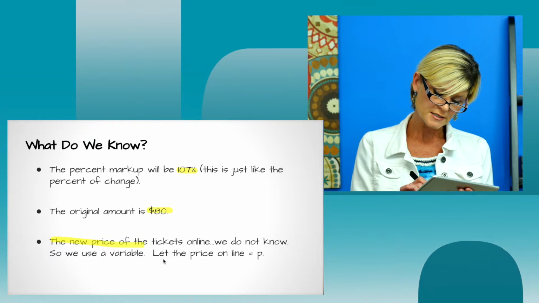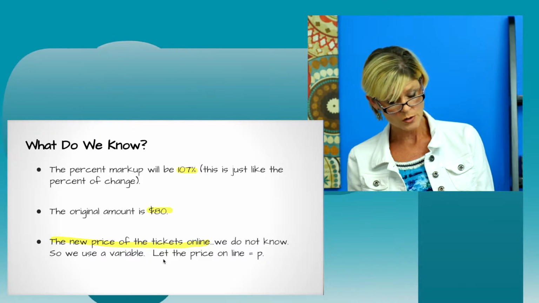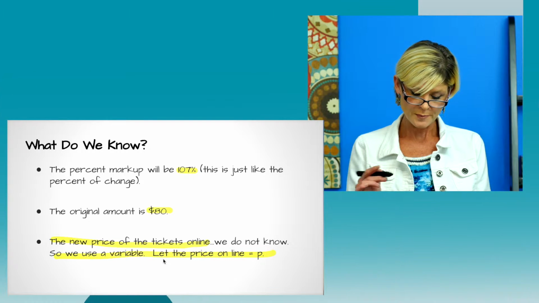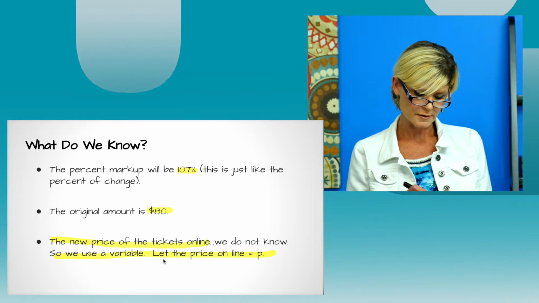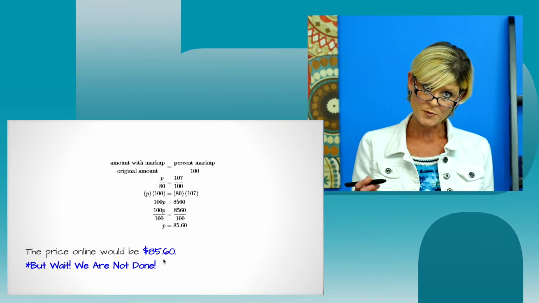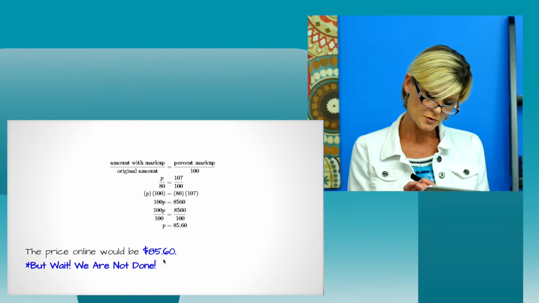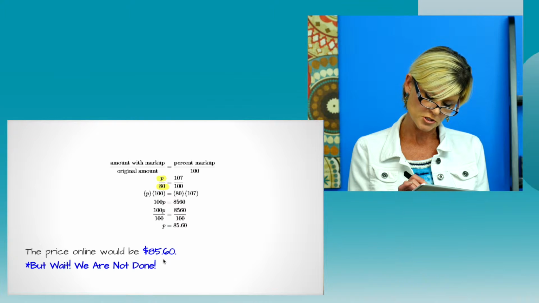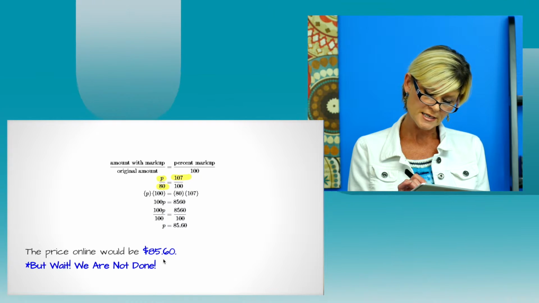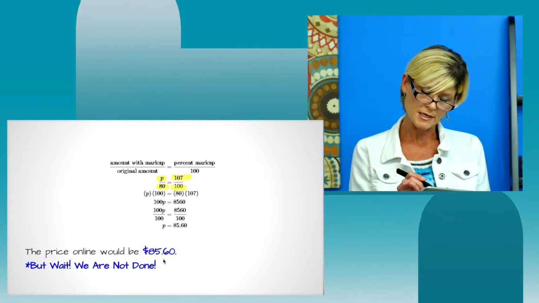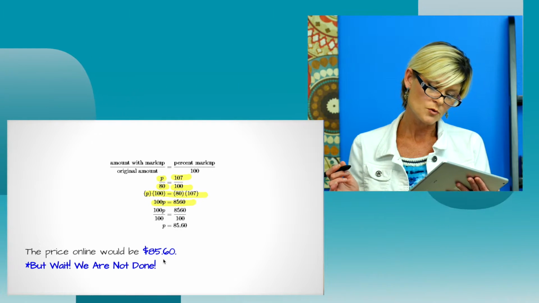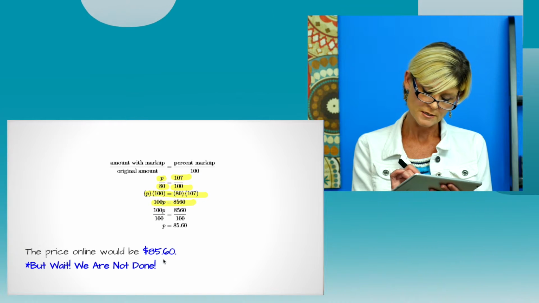And what is the new price of the tickets online? Well, that we don't know. So we're going to use a variable, and we're going to let P represent the online price. Set up your proportion and plug in what you know. So you have P over 80, or the amount with markup over the original amount, equals 107 over 100. You're going to cross multiply. You get 100P equals 8,560.